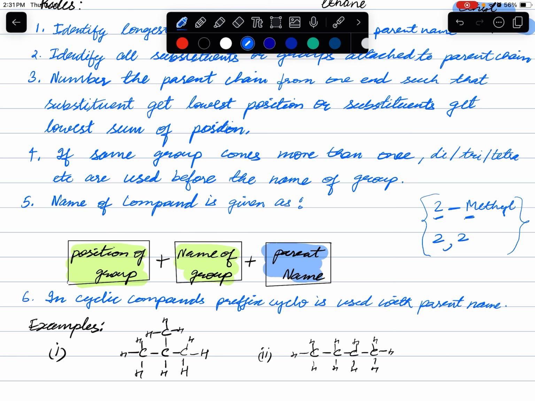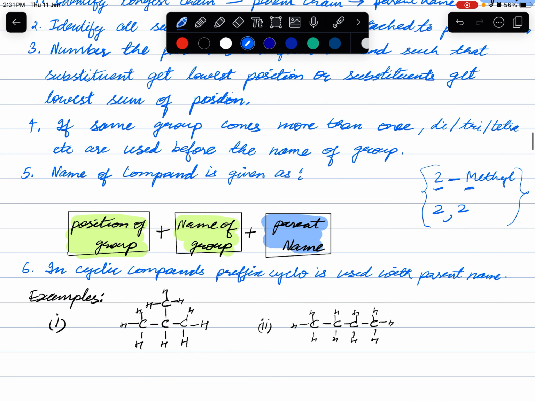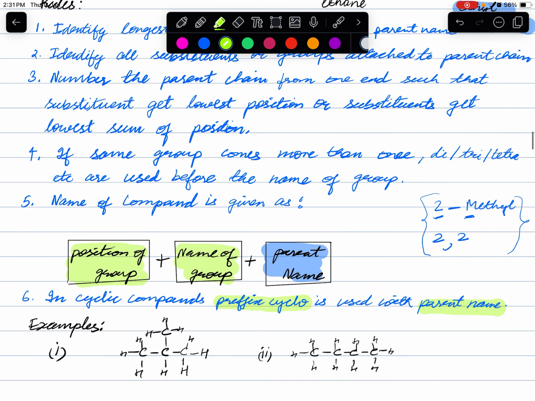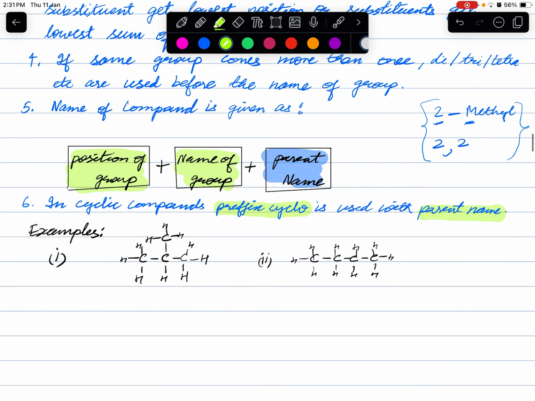Now sometimes we have a cyclic ring, so for a cyclic compound no change is required. We simply add the prefix cyclo before the parent name. Okay, so these are the rules. These will be more clear when we do the example.